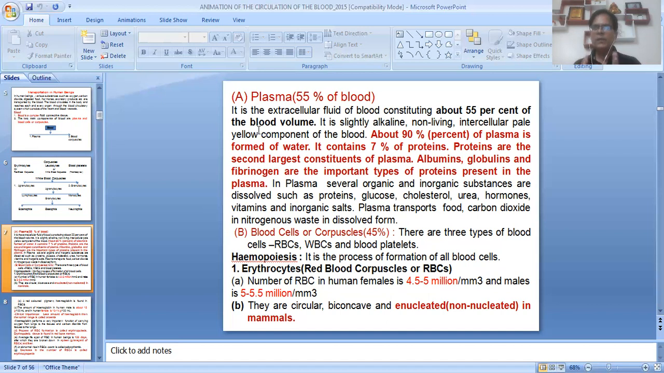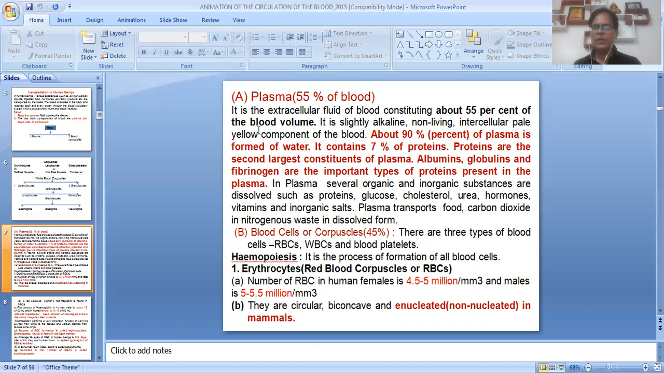In plasma, several organic and inorganic substances are dissolved, such as proteins, glucose, cholesterol, urea, hormones, vitamins, and inorganic salts also. Plasma transports food, carbon dioxide, and nitrogenous waste in dissolved form. Got it? So, my dear friend, I told you plasma is 55% of blood, how much water is there, and that 7% proteins are there, including albumin and globulin.